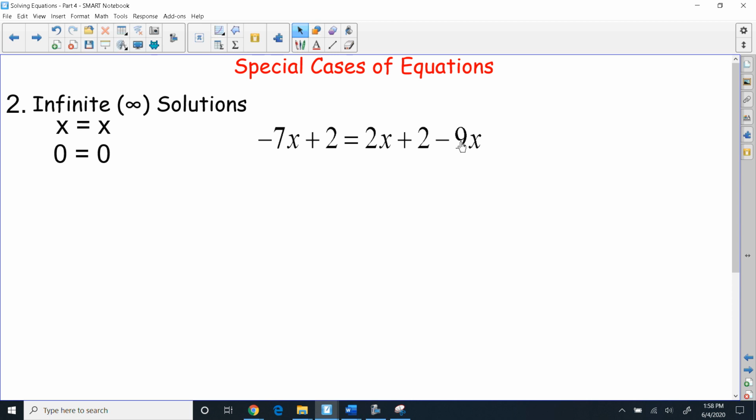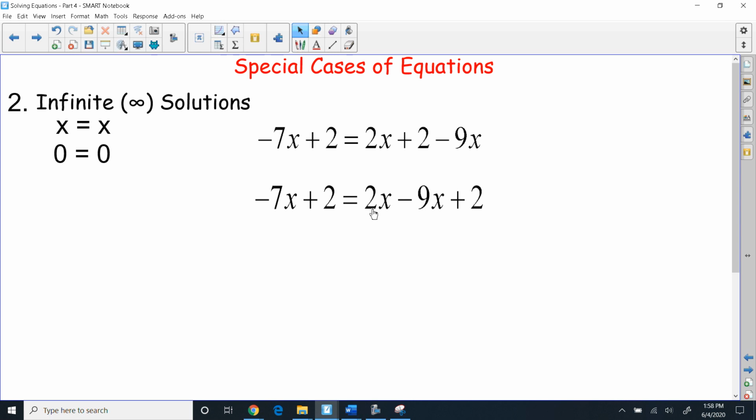Well, I already noticed over here I got like terms. So let me get those together. So I bring this down on this side. I have negative 2x. I brought the minus 9x over there. So all I got to do is subtract. So 2x minus 9x is a minus 7x. And I'll bring down the plus 2. And on this side, I brought everything down already.